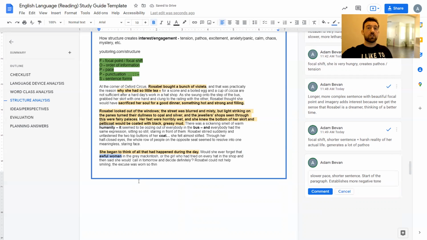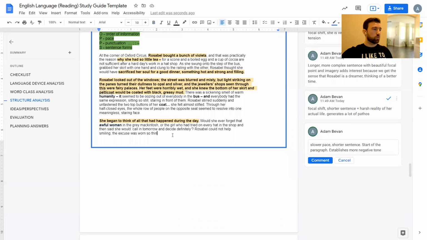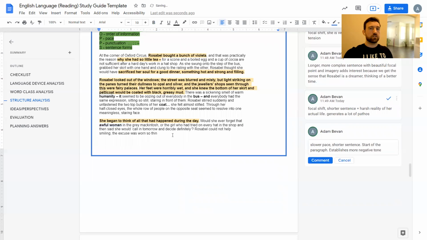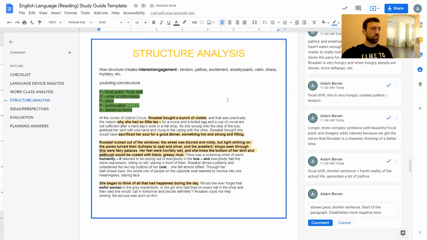And that was one of the major reasons that she had been exhausted. So there you go, that's FOPPS. Now, what I want to do with this one, even more than some of the other ones, is to give you a little bit of a sense of how to write a paragraph on structure specifically.